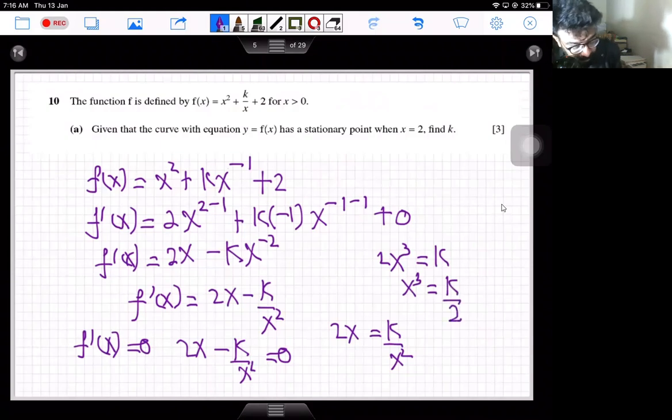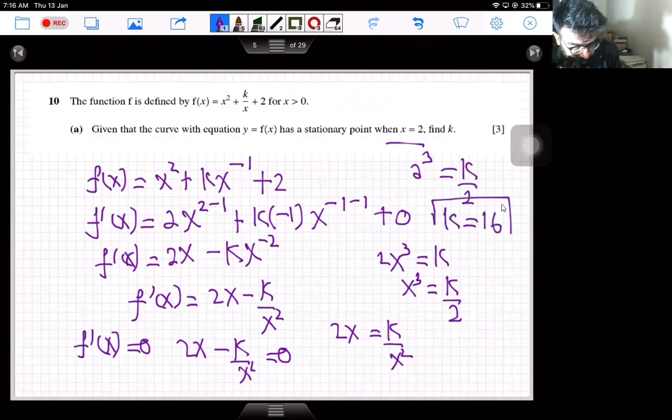So basically, what happens is that when x is equal to 2, for example, if k was given to you, so the stationary point would have been equal to 2. So when x is equal to 2, what you need to do is just substitute x equals 2 into this equation and find the value of k. So 2 cubed is equal to k over 2. So 8 multiplied by 2 is 16. So therefore k is equal to 16. The value of k is equal to 16. This was part A.